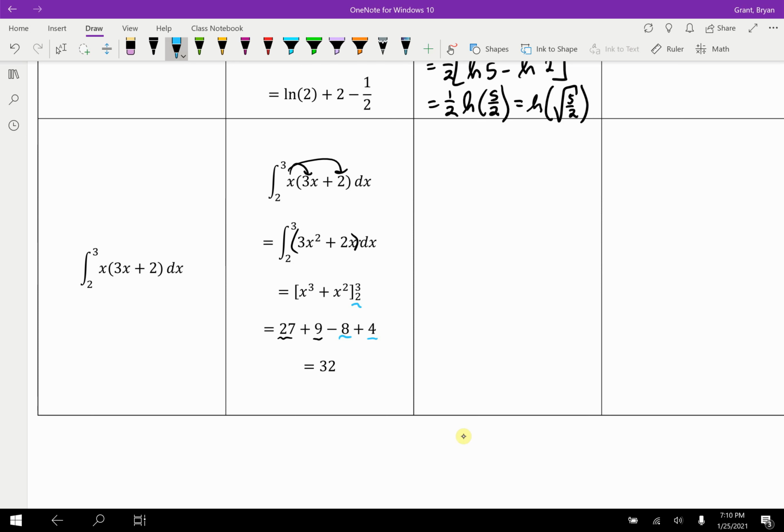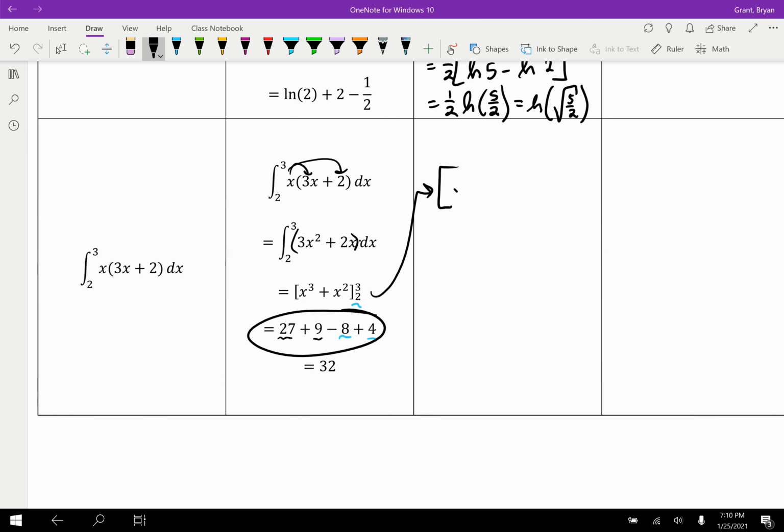Where did 32 come from? 9 minus 8 is 1, 1 and 27 is 28, 28 plus 4 is 32. Ha! Nothing wrong with this one. Nah, I'm lying, there is something wrong. Did you find it? And I tried to give you a hint earlier by talking about parentheses up here, because although the parentheses aren't important there, they are certainly important here.